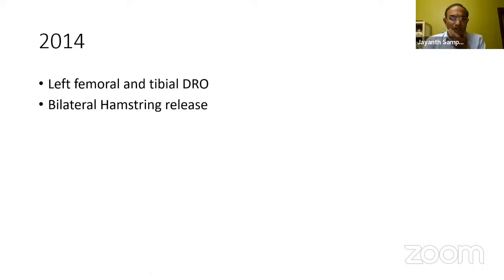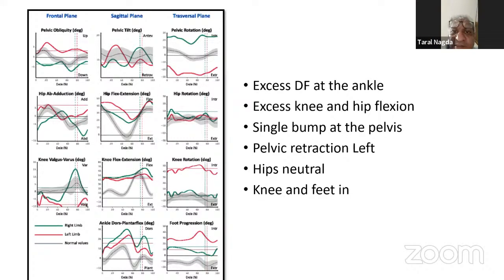So in 2014, we did a bilateral hamstring release. This is before Dr. Selva. Can you go back? Just go back to one. So if you see a knee varus valgus, you see a lot of crazy things happening, and these are confounding factors because of rotation.